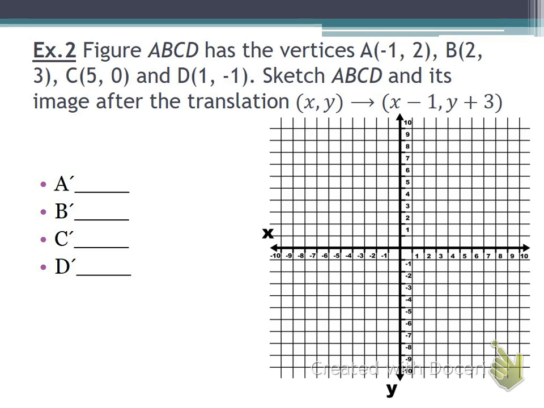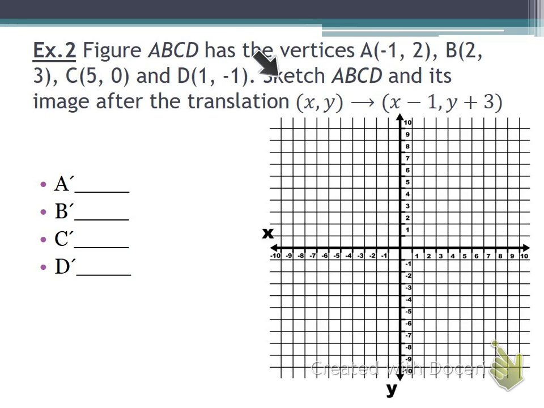All right, figure ABCD has the vertices. They list them out. Sketch ABCD and its image after the translation. And then they use that notation. X comma y goes to x minus 1 comma y plus 3. So I'm going to give you a couple minutes to work on that.